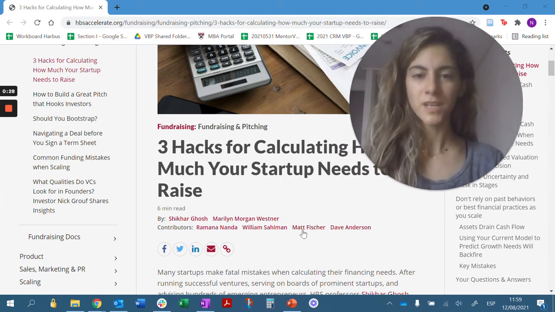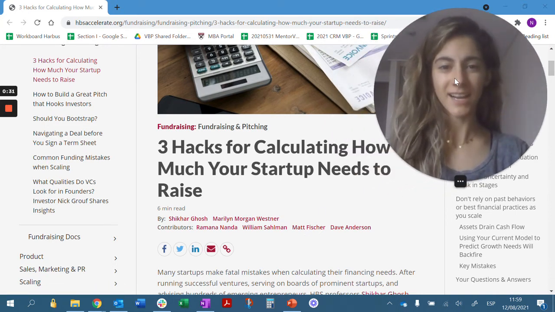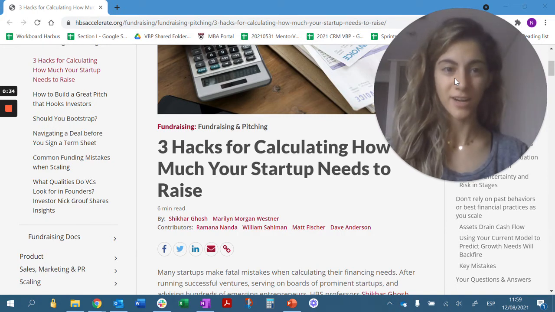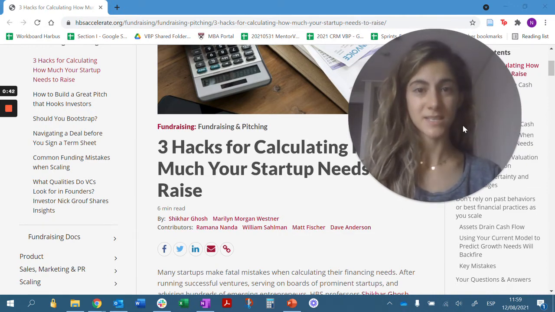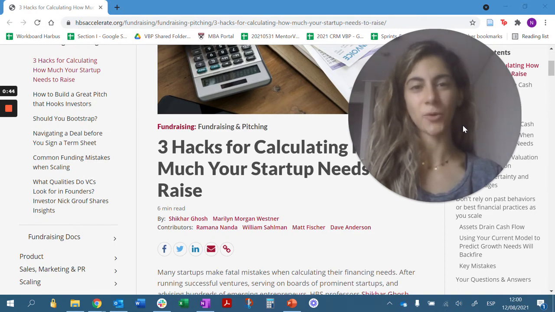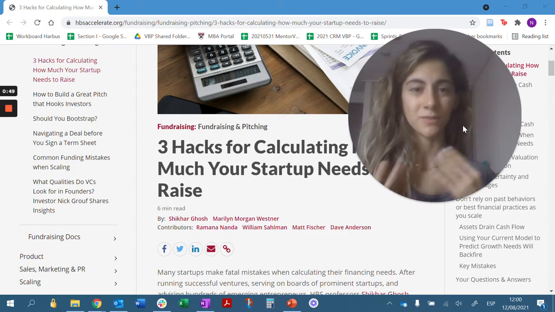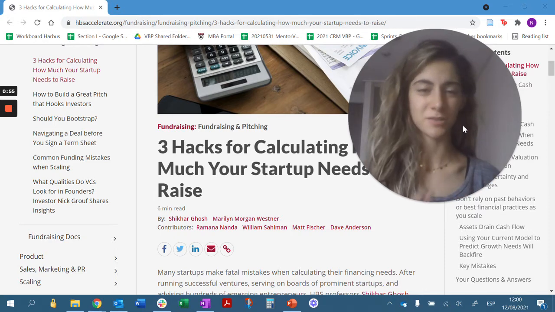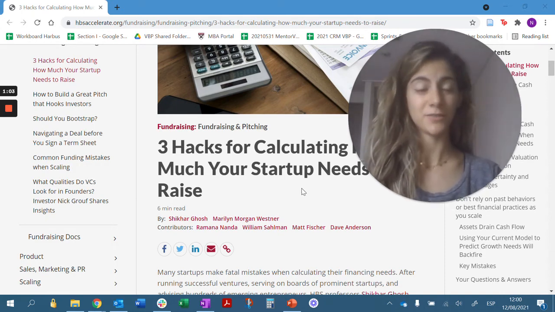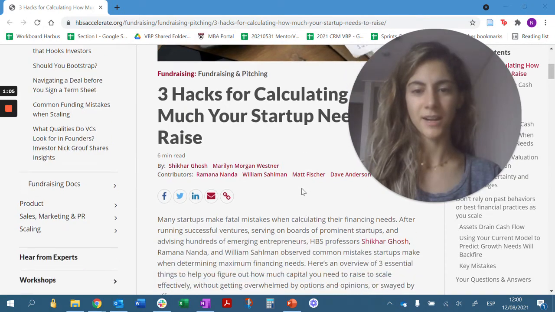before moving on. So the title of the article is 3 hacks for calculating how much your startup needs to raise. So cash flow curves are really useful to know how much money to raise, but they are also extremely useful to understand your business, your cash needs, and how well you're going to do at different points in time. It is an instrument that will allow you to talk to investors, but also an instrument that will allow you to plan your own strategies, to talk to your team, to talk to suppliers, to potential customers. So really you can use it for anything, even if you're not thinking of raising cash right now.